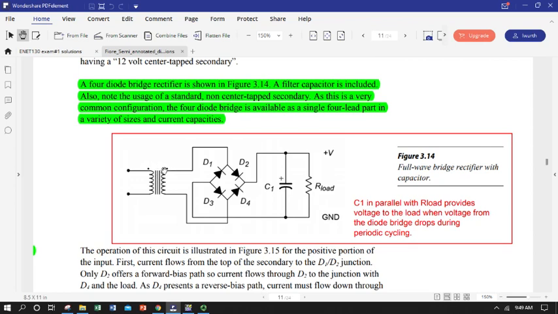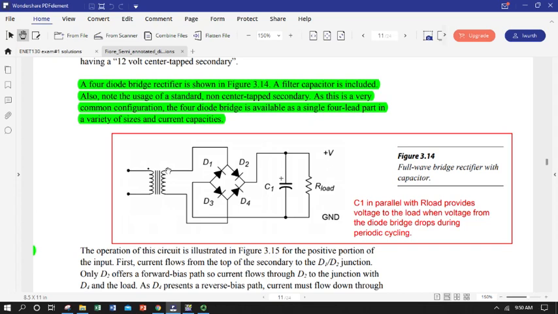If you want to do that and get full wave rectification, you use what's called a bridge rectifier, shown here in figure 3.14. So we have, again, a transformer with a primary signal coming in, but we don't have a center tap on our secondary. We're just going to use the entire secondary.